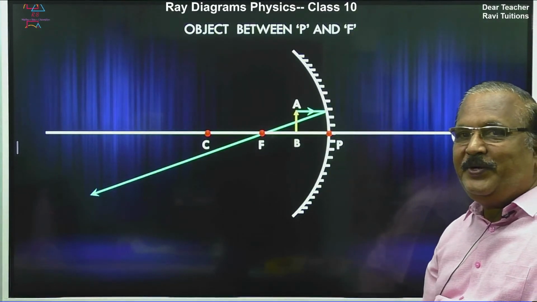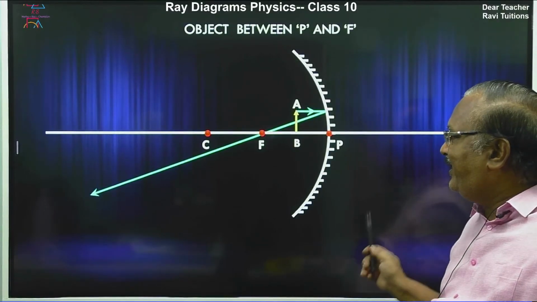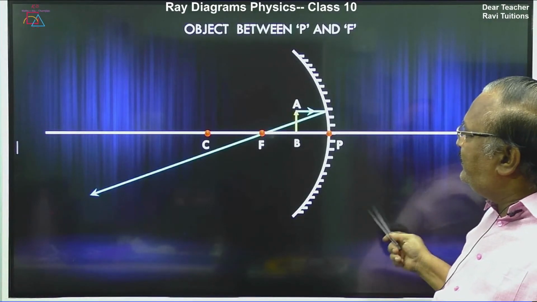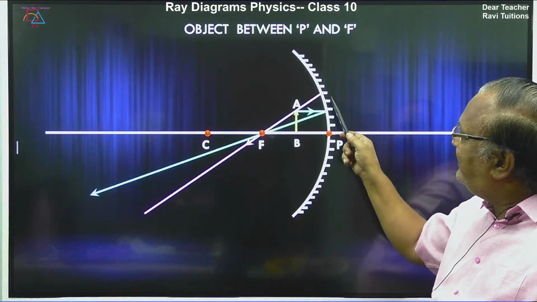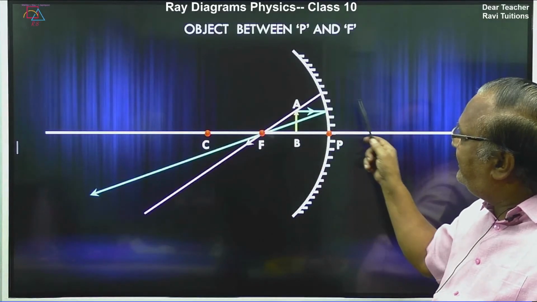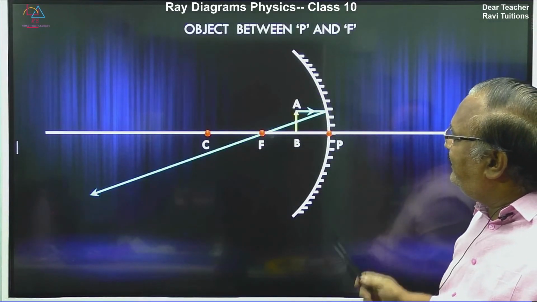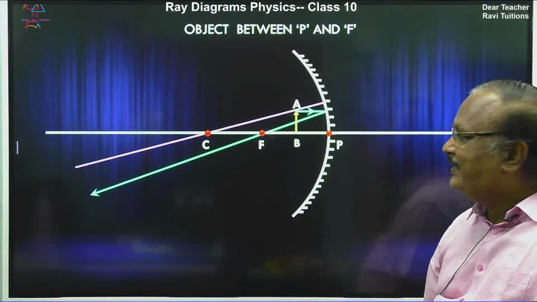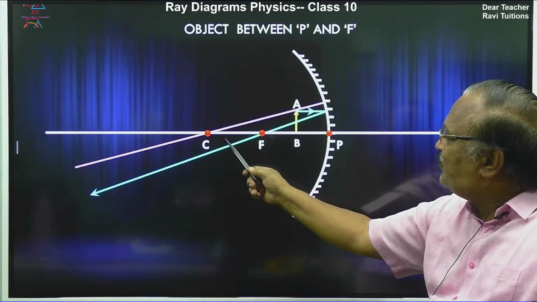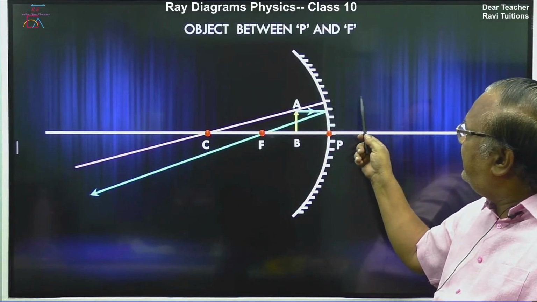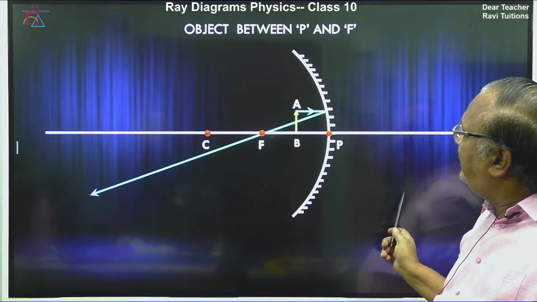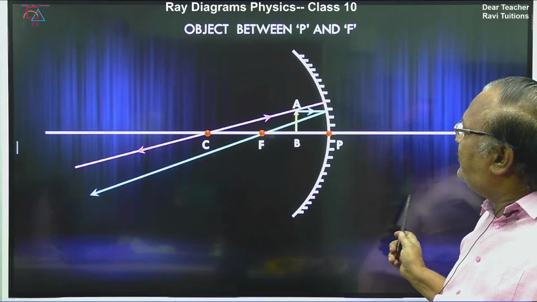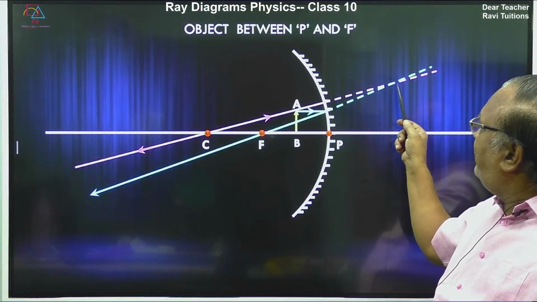Now one more ray you have to draw. So this ray is going like this. Don't worry, it goes like this also. So now this is a ray through focus. One more ray you have to draw. So then what happens? These two rays, if you extend them, they will meet somewhere here, coming behind the mirror.